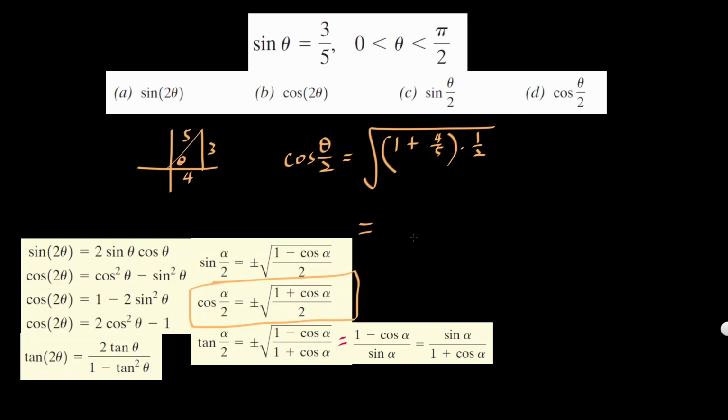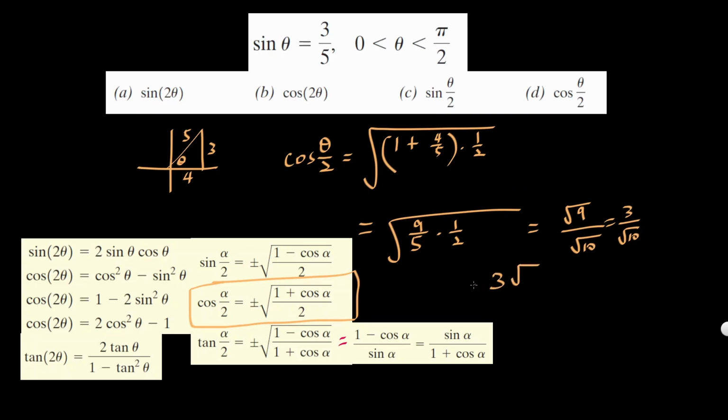So the square root of, the numerator is going to be 9, multiplied by 2, so it's going to be square root of 9 over square root of 10, and then 9 just comes out as 3, but we still have square root of 10. So how do we do it? We'll multiply top and bottom by square root of 10, which becomes 3 square root of 10, everything over 10. So that's the answer to part D.